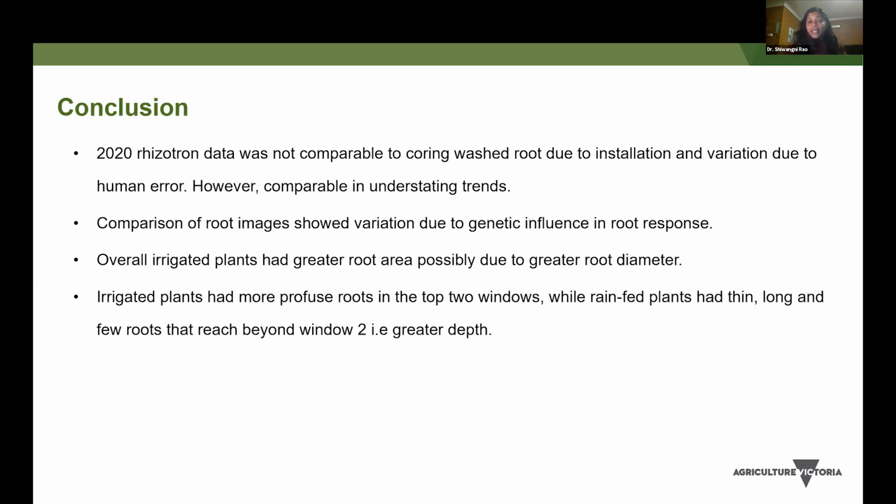And these irrigated plants dominated the first 2 windows of the shallow zone with a lot more roots, thicker roots, whereas the rain-fed ones had thinner roots in the top 2 windows, and they had roots distributed in the 3rd and 4th window as well, showing greater rooting depths.